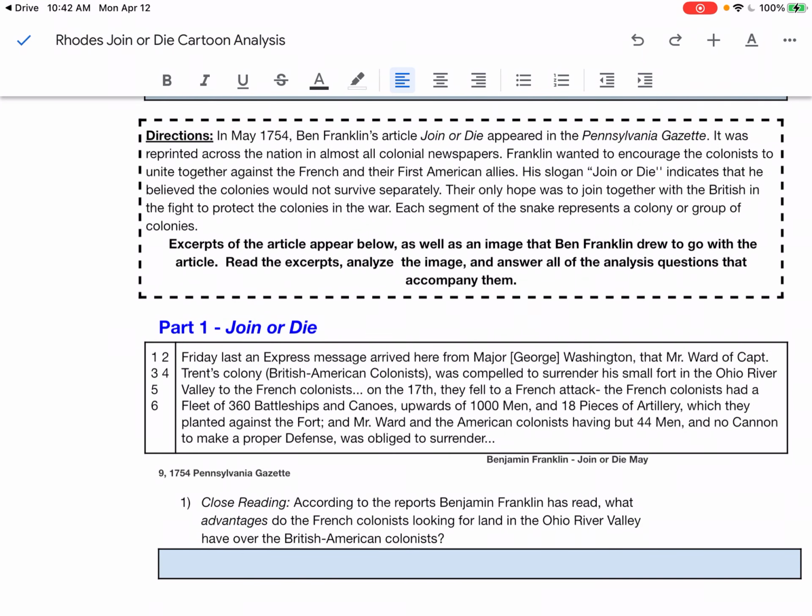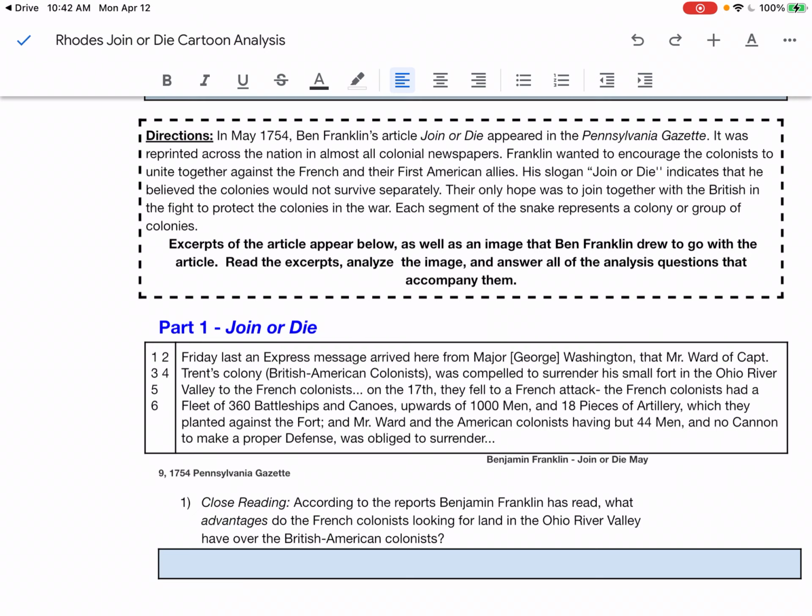In May of 1754, Ben Franklin's article called Join or Die appeared in the Pennsylvania Gazette. It was reprinted across the nation in almost all colonial newspapers. Franklin wanted to encourage the colonists to unite together against the French and their first American allies. His slogan, quote, join or die, indicates that he believed the colonies would not survive separately. Their only hope was to join together with the British in the fight to protect the colonies in the war.